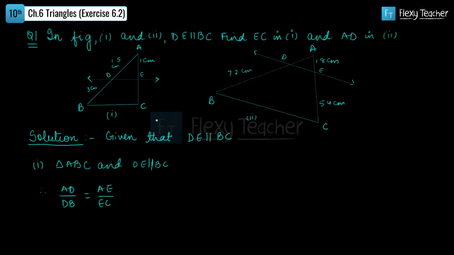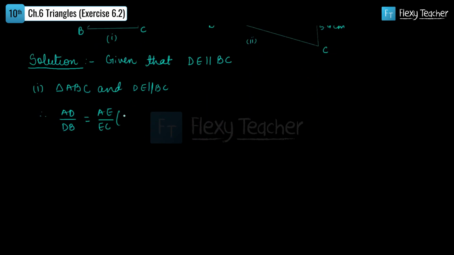Because the sides are proportional. Why? Because the lines are parallel. So this is the basic proportionality theorem. AD upon DB is equal to AE upon EC.